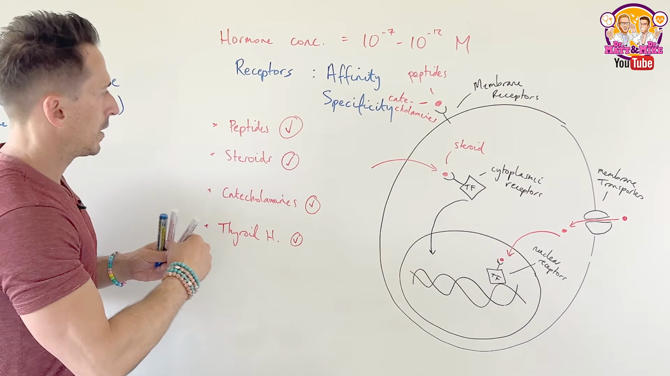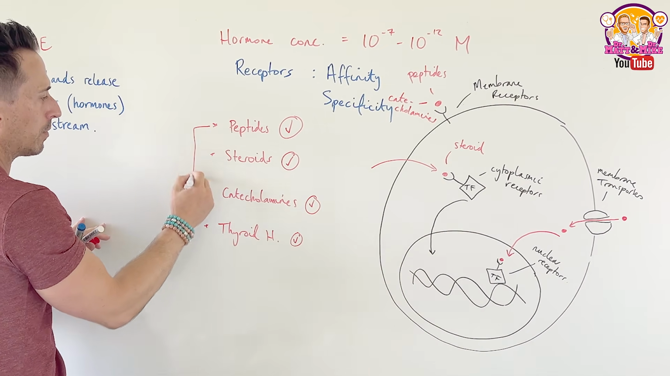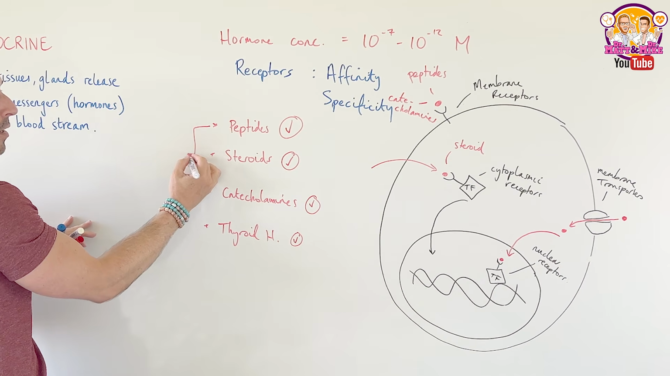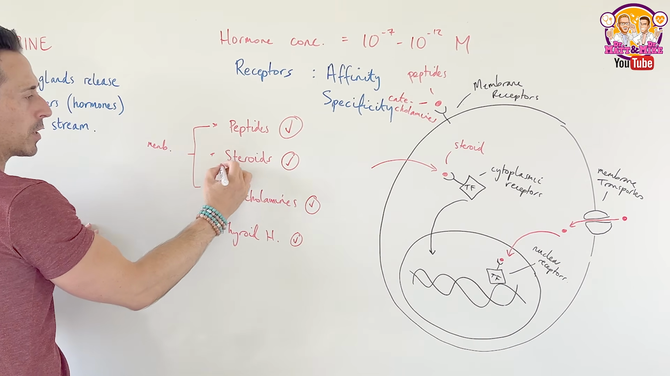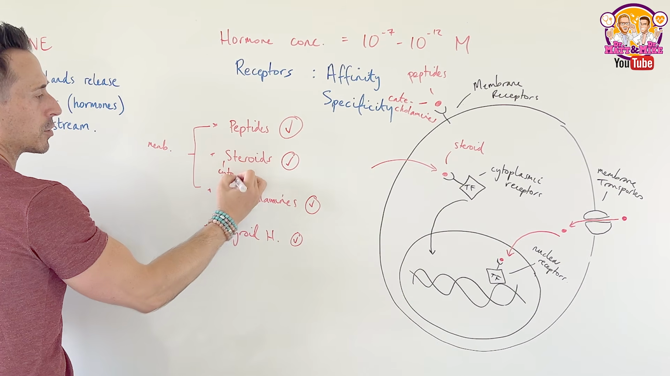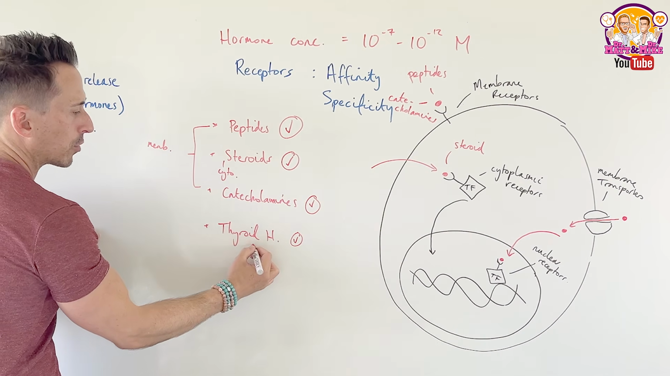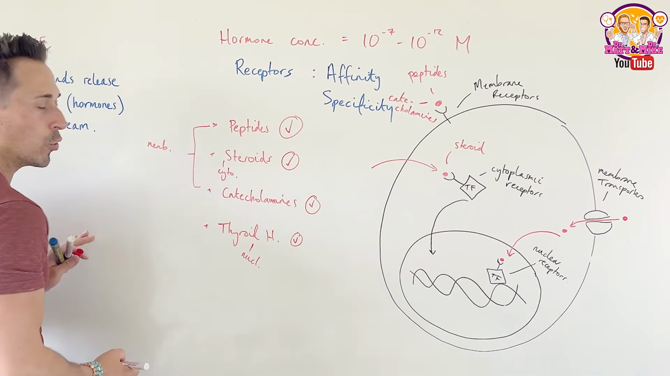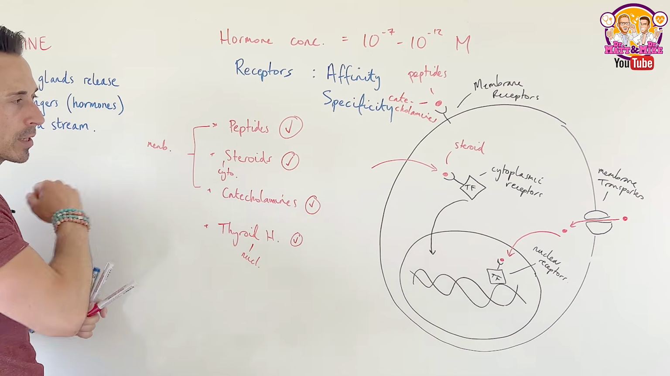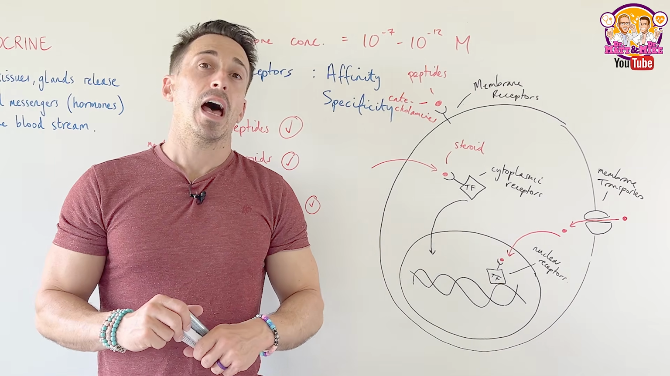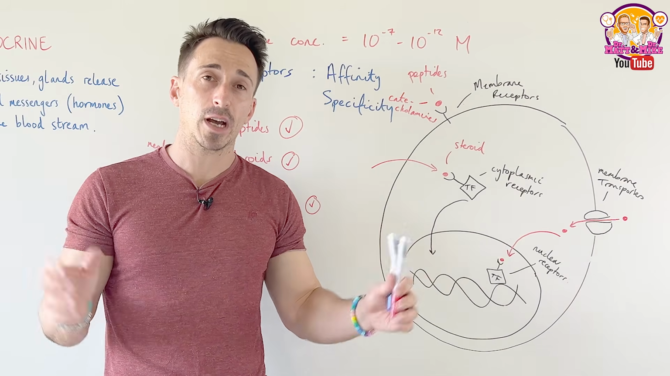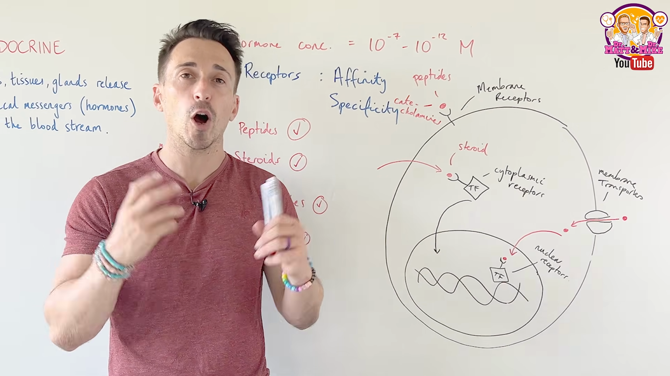So again, the peptides and the catecholamines both work through the membrane receptors. The steroids work through the cytoplasmic receptors, and the thyroid hormone works via the nuclear receptors. Brilliant. Now they can have their particular effect. All right, that is my introduction to the endocrine system. I hope that makes sense.